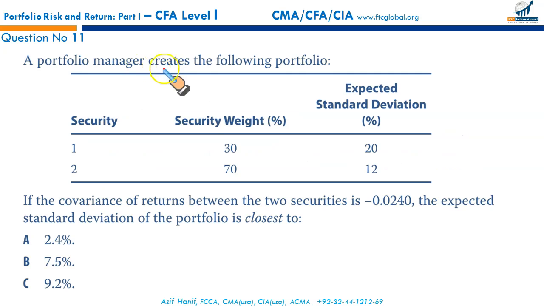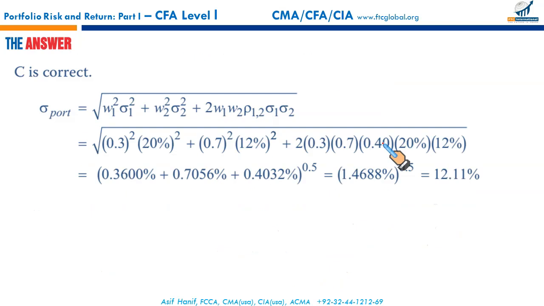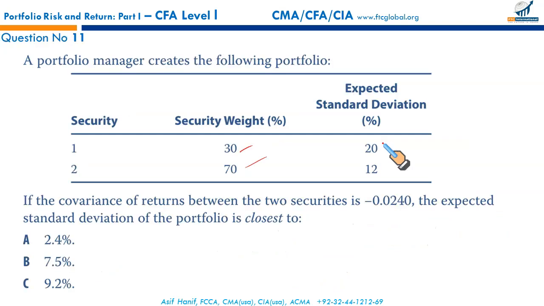Next, a portfolio manager creates the following portfolio with security 1 and 2. These are the weights. I think this is in continuation to the previous question. Yes. But this time we are required to calculate the standard deviation when we have been given the covariance. So just a little change in the formula.